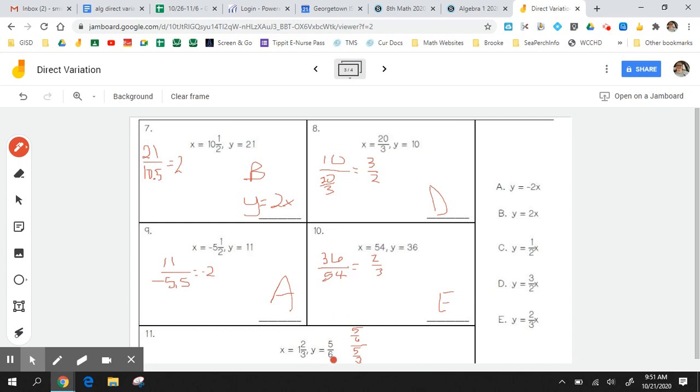And the last one, you're going to put 5/6 over, and I'm going to change this mixed number to an improper fraction of 5/3. Type that in your calculator. You should get 1/2, and that should be C.